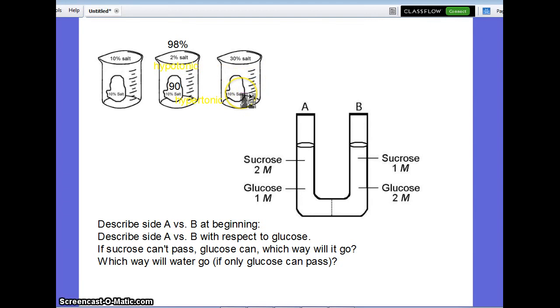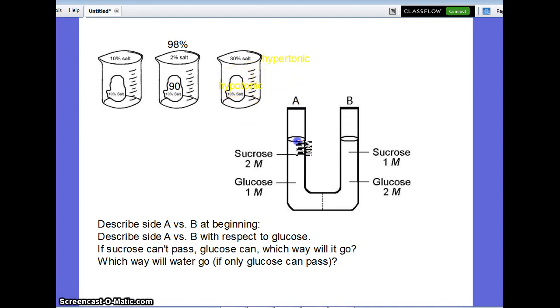Inside the cell 10%, that means that it's 90% water. Outside the cell 30%, that means it's 70% water. Again, if we just look at tonicity, the outside is hypertonic. The inside, this time, is hypotonic. And so water, in this case, the net movement would be out of the cell.